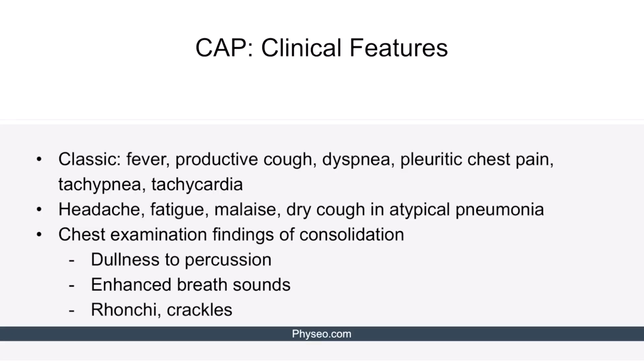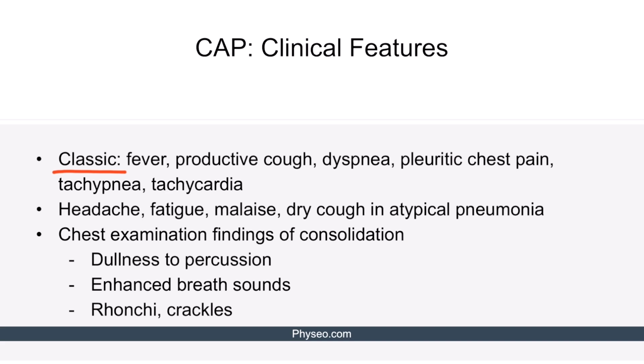Let's proceed to clinical features of pneumonia. The classic features are fever, productive cough due to enhanced mucus production as an attempt to trap pathogens, dyspnea due to replacement of alveolar air with inflammatory fluid and the resultant impaired gas exchange, and pleuritic chest pain, which is sharp pain caused by respiratory movements and occurs due to involvement of the somatically innervated parietal pleura. Tachypnea and tachycardia are commonly seen.